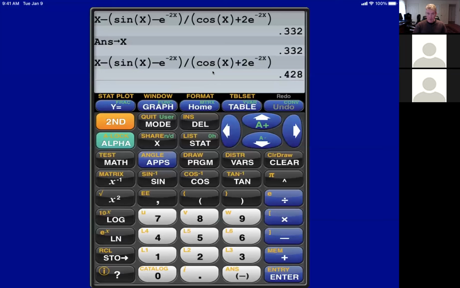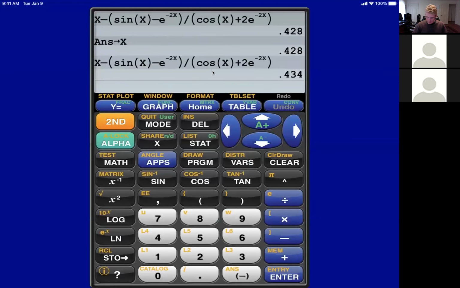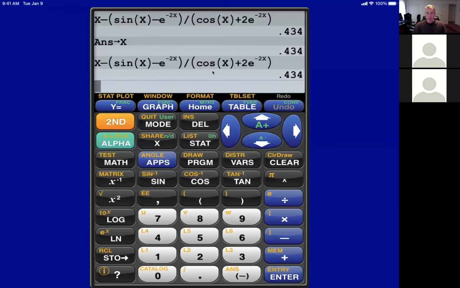As soon as I get the same answer twice, that's when we're done. So store that as x, and then I'm just going to grab that. Oh, it's getting close because the 0.4 stayed the same, but now it's 0.434. Store that as x. Repeat the process one more time. And I got the same answer twice. So that means, at least as far as 3 decimal places, then we're done. That's the first positive solution, 0.434.